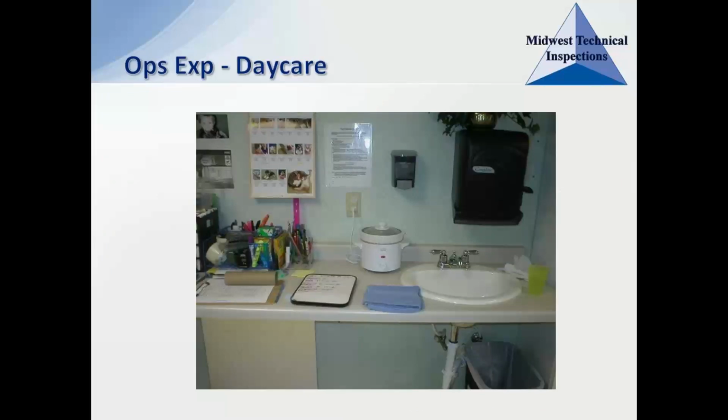One of the more unique items that we look for with the daycare operation is the bottle warming. So if they have infants, then we need to check out how they are doing their bottle warming. Are they just running it under tap water? Are they using an electric bottle warmer? Are they using like a little crock pot like this one, where they maintain hot water at all times so they can just drop the bottle in?